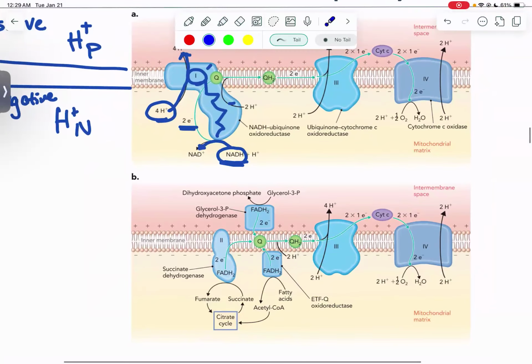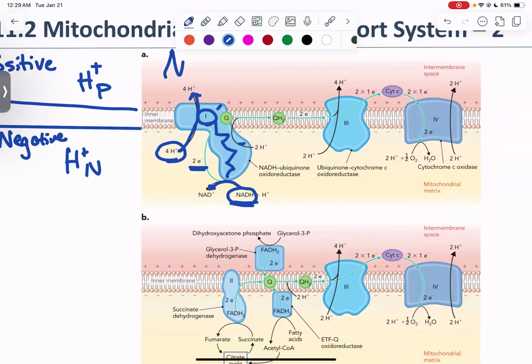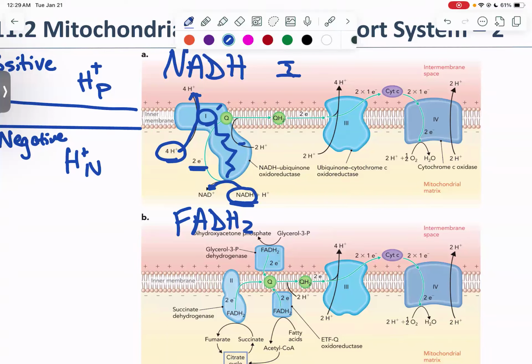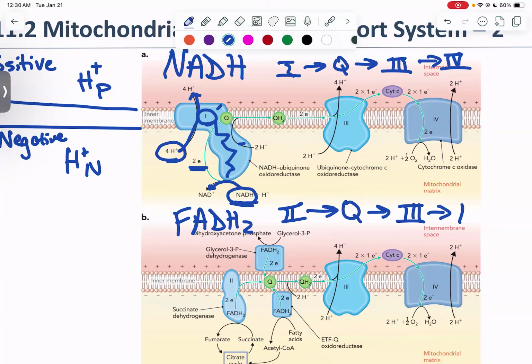You just have to remember that if you're in NADH, right? This is our NADH. This is our FADH2 pathway. So if we go from NADH, we go from 1 to Q to 3 to 4, right? So in the FADH2, we go from 2, and really it's 2, glycerol 3-phosphate dehydrogenase and ETFQ oxidoreductase, but we'll talk about those in a little bit. You go from 2 to Q to 3 to 4. So the pathway is very, very similar.